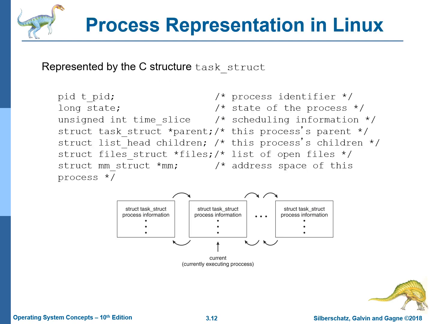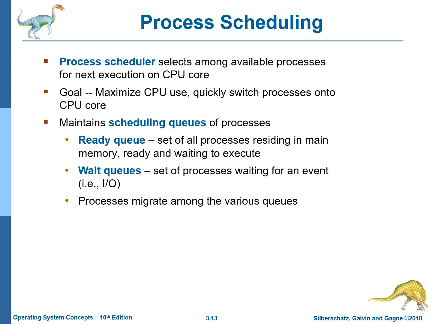This is a process representation in Linux. Process scheduling. Process scheduler selects among available processes for next execution on CPU core. And the goal is to maximize CPU use, quickly switch processes onto CPU core. It maintains scheduling queues of processes.